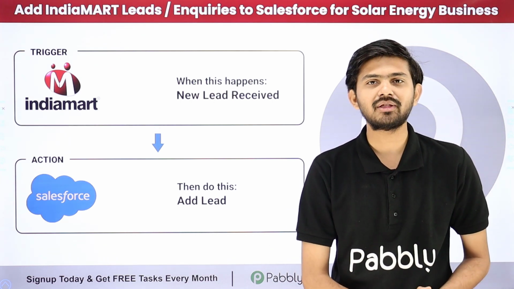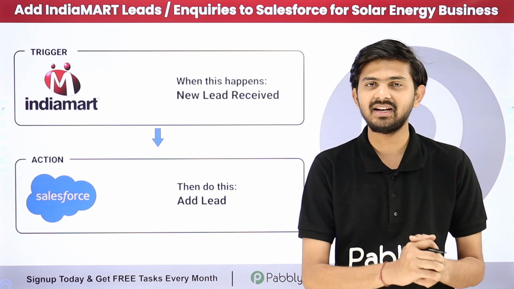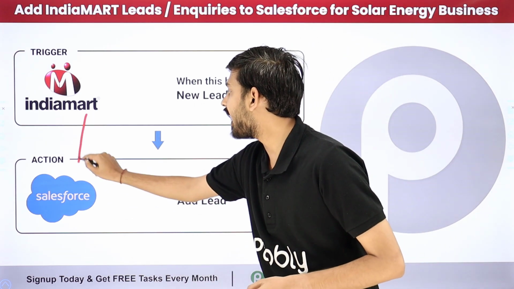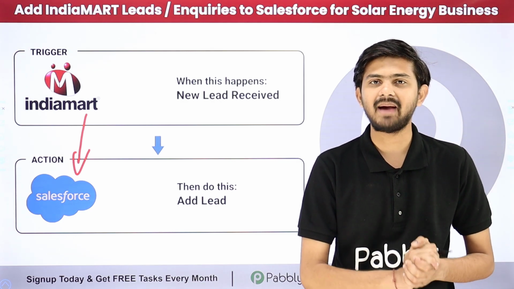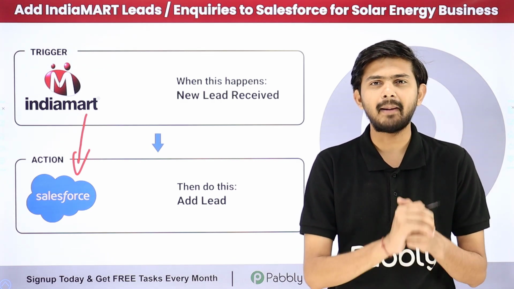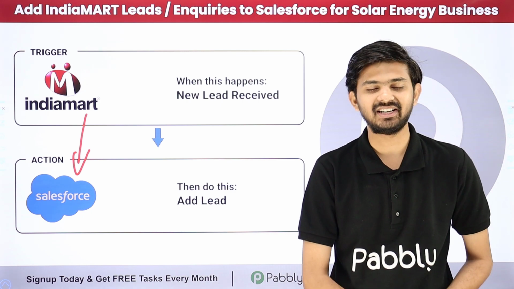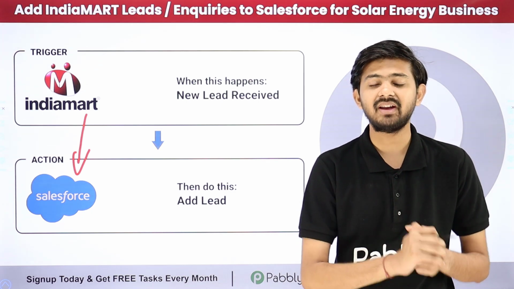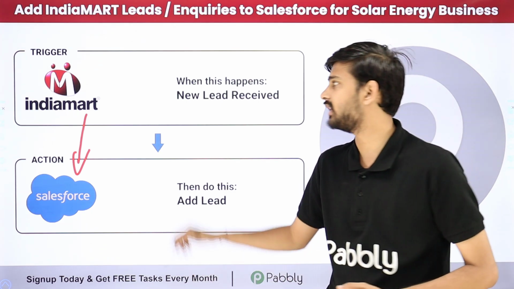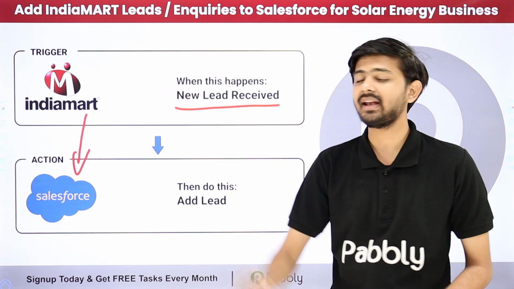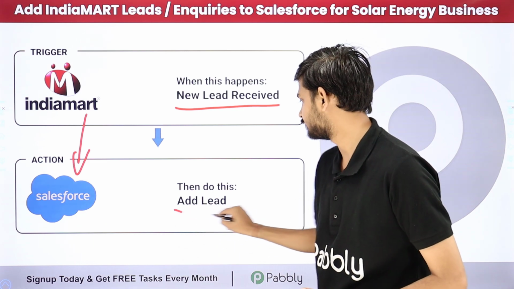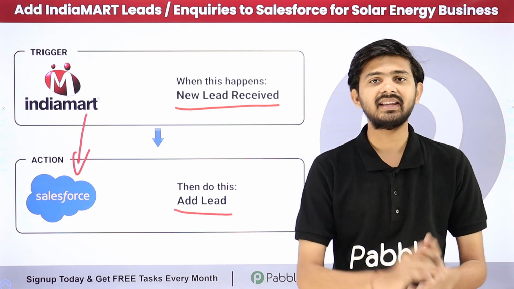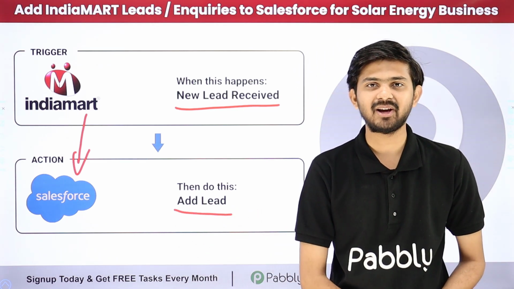I want to do this automatically, and for that I need to build a connection between IndiaMART and Salesforce. For building this connection, I'm going to use Pabbly Connect, an amazing software for automation and integration. With Pabbly Connect, whenever I receive a new lead or a new inquiry through IndiaMART, I will automatically create a new lead in Salesforce. So how am I going to build this connection? For that, let me take you to my computer screen.